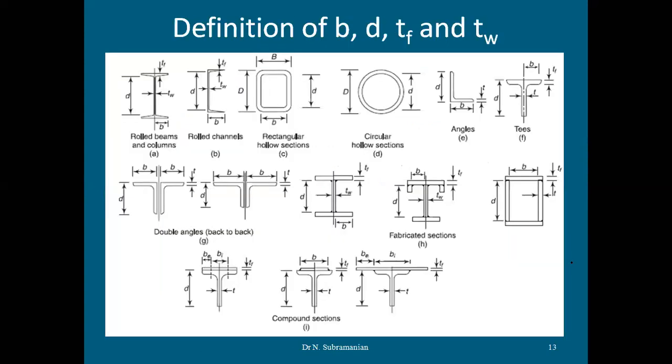And the definition of B, D, TF, and TW is shown in this picture. I think we all know B stands for width of the section, D stands for depth of the section, TF stands for the thickness of the flange, TW stands for the thickness of the web. Why am I talking about these? Because these dimensional parameters are very, very important to understand the aspect ratio of your section.